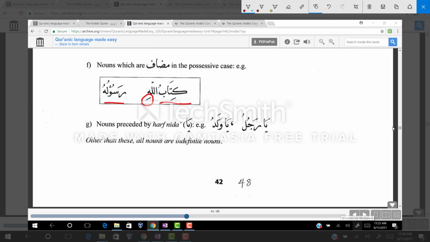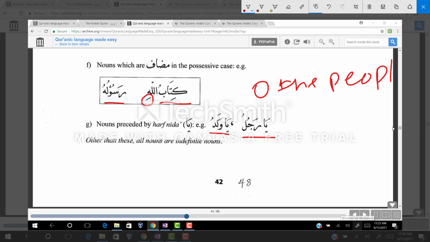And nouns preceded by harf nida. Harf nida is for calling. For example, how do you call people, like oh the people? Oh the people, you use oh, right? Oh the people of Makkah, ya ayyuhan nas. So harf nida is for calling. For example, ya rajulu, ya waladu.